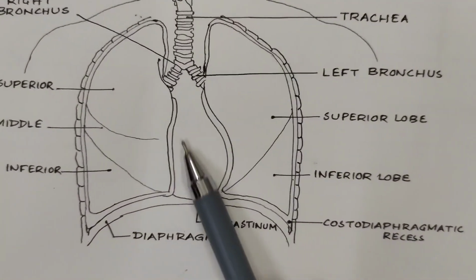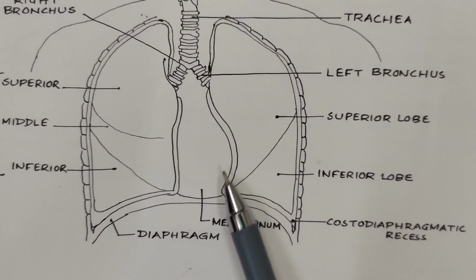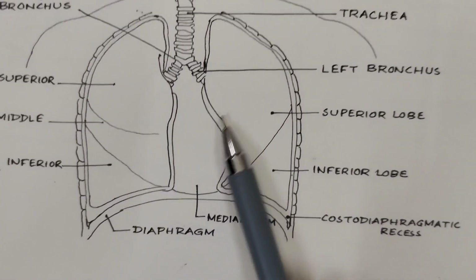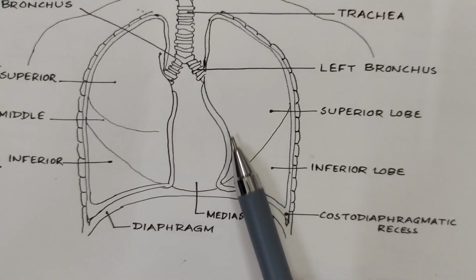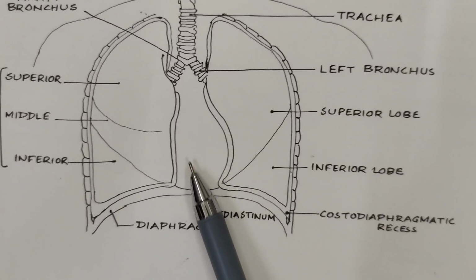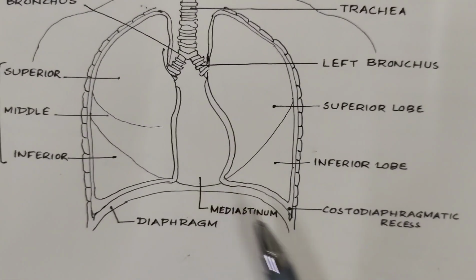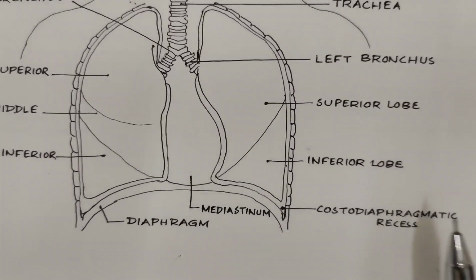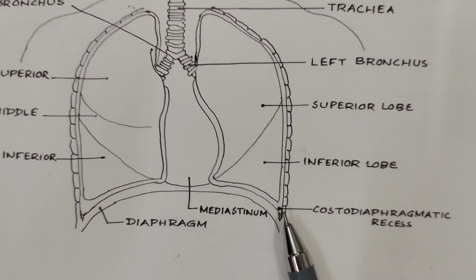This part is known as mediastinum because here the heart lies. This is the cardiac notch. Here the lung is slightly notched, arched. Here the heart is positioned. This part is known as mediastinum. And this is the costodiaphragmatic recess.